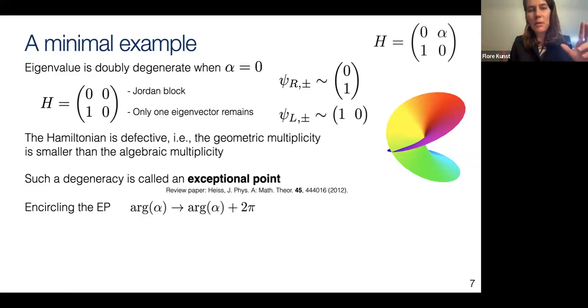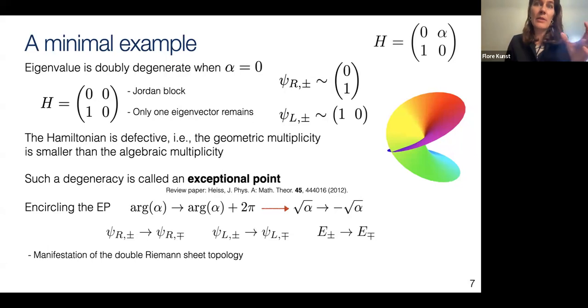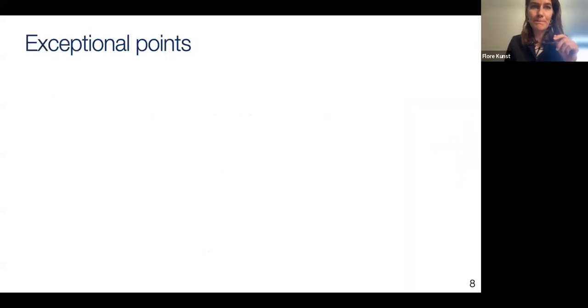Now, if you encircle an exceptional point, something very interesting happens. So if I now write the argument of this alpha, and I then encircle, so I add 2 pi, so I go around this exceptional point, you see that the square root of alpha goes to minus the square root of alpha. So I have flipped the eigenvalues, but I've also flipped the eigenstates. So I start in one eigenstate, I go around once, I end up in the other eigenstate. This is a truly non-Hermitian effect associated with the exceptional point, and it means that you have to actually go around twice to end up at the point where you started. And this is a manifestation of the double Riemann-sheet topology.